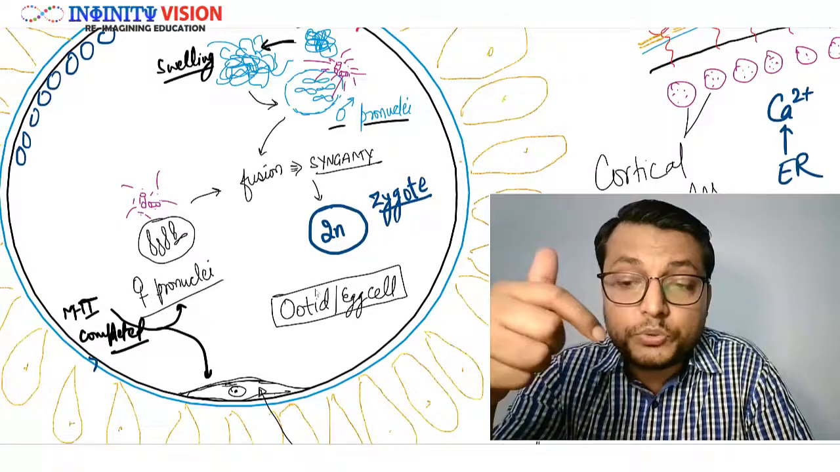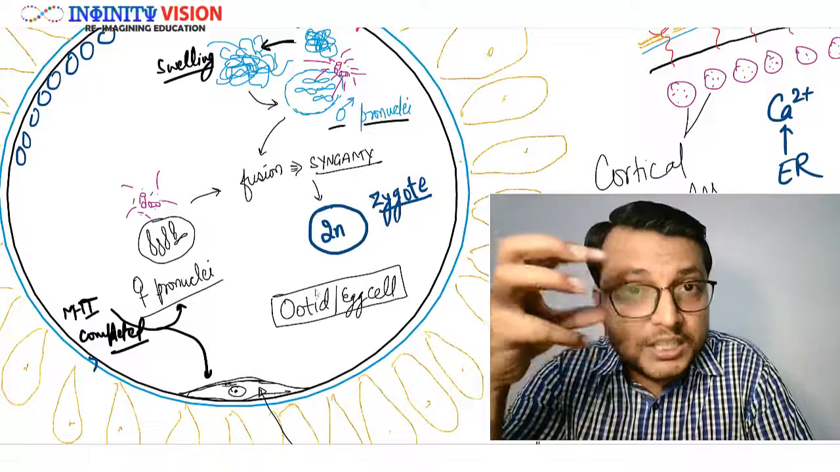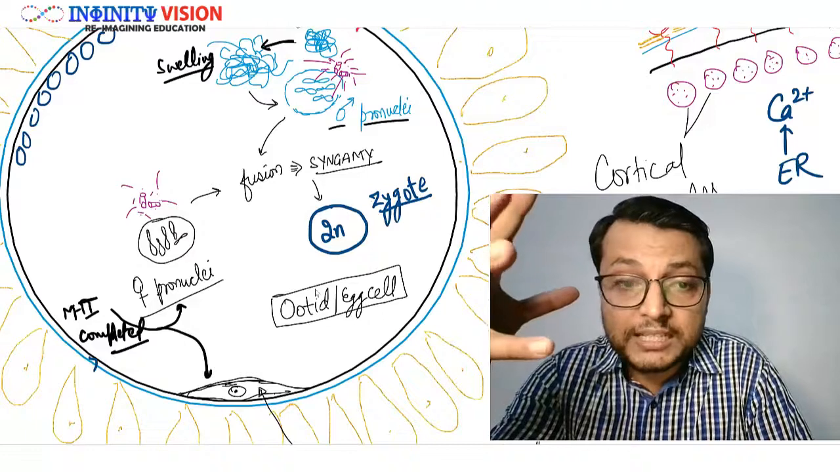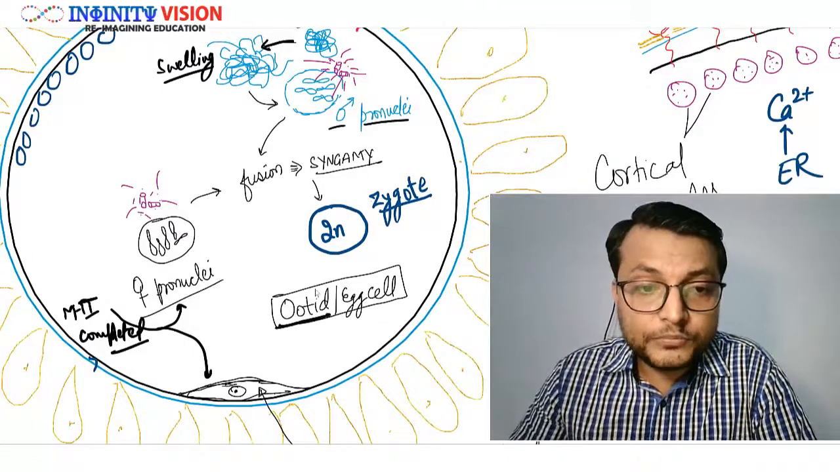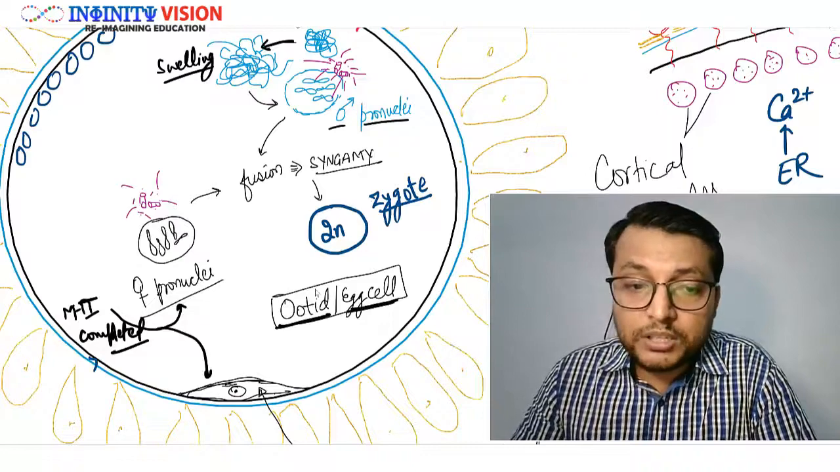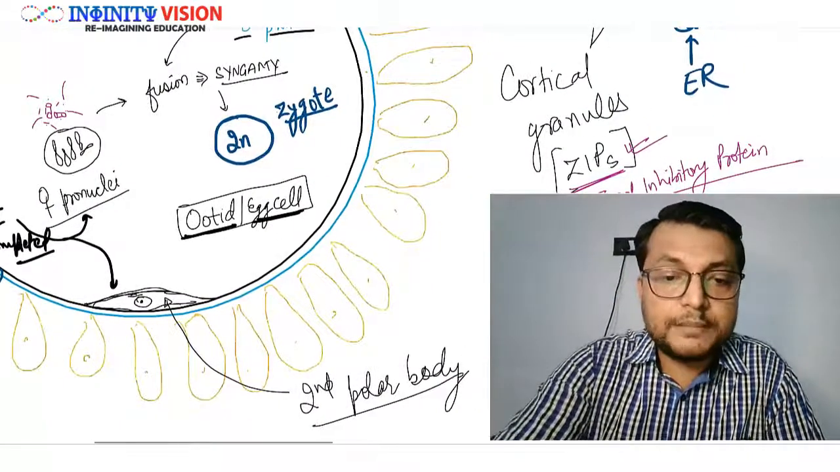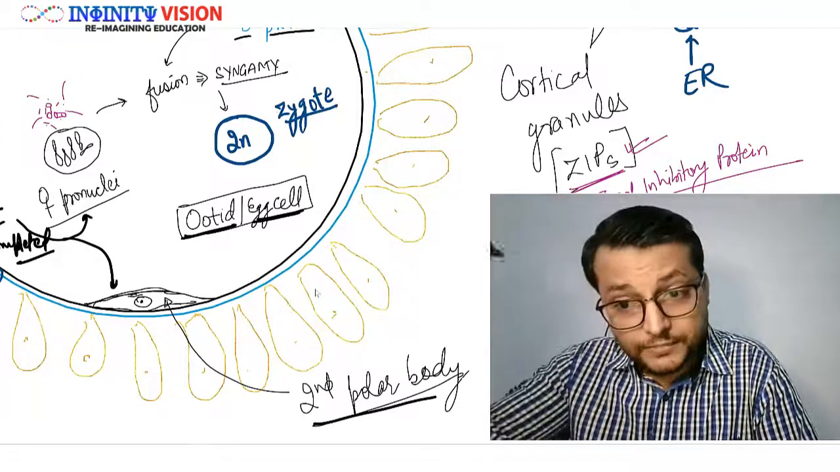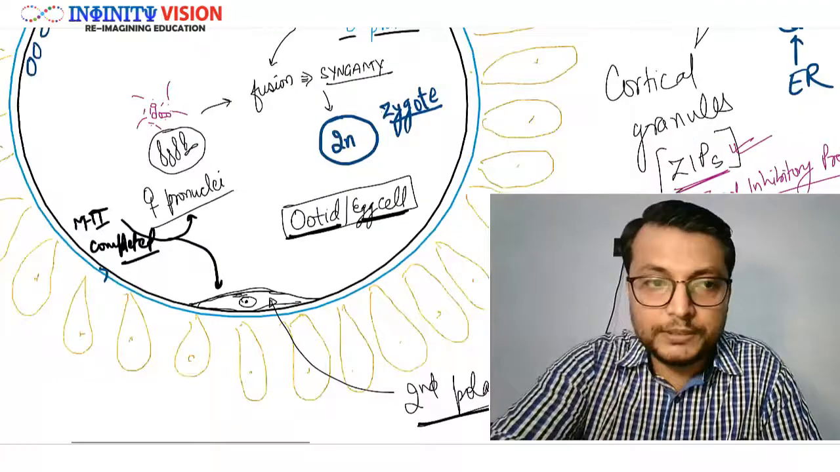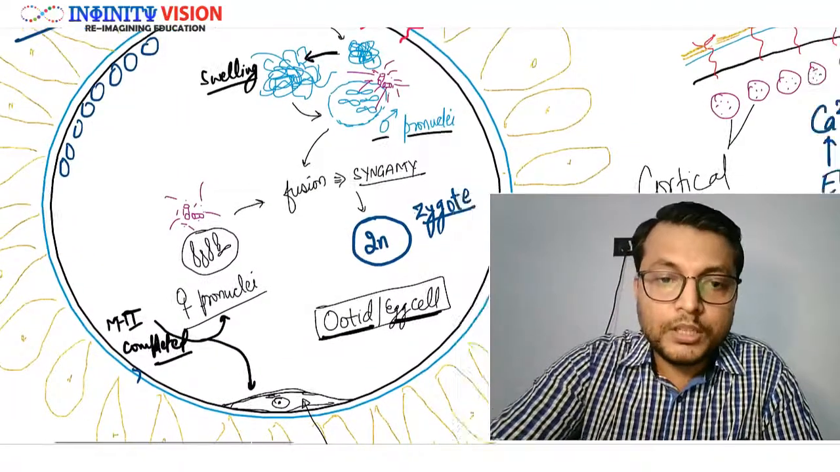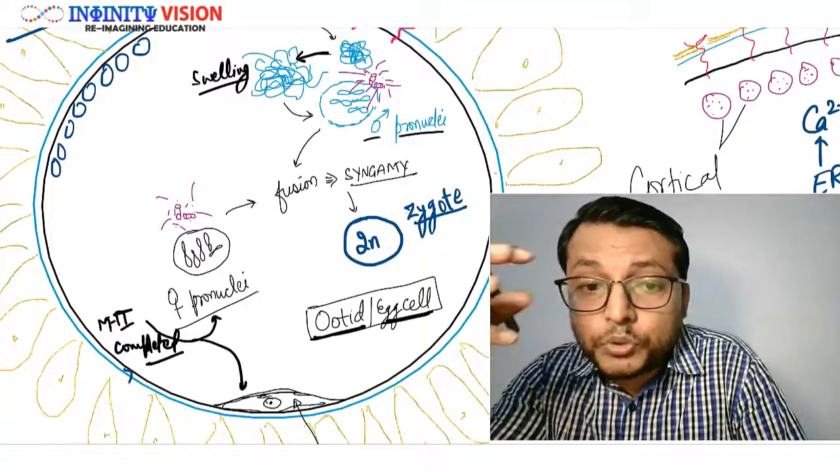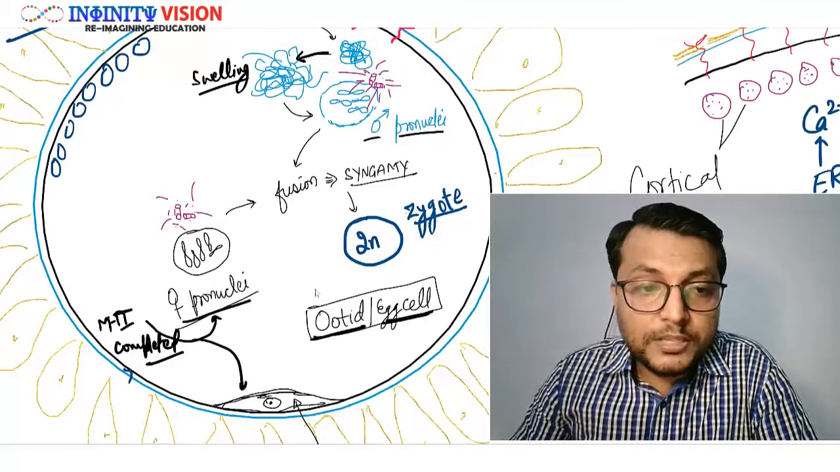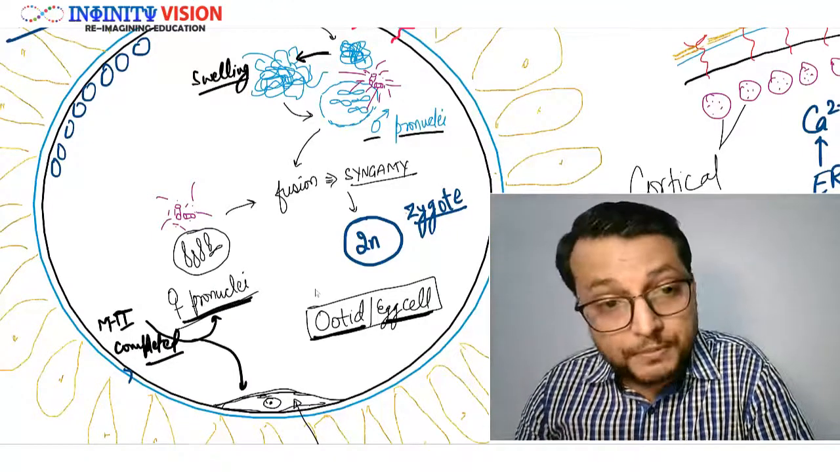Now because meiosis 2 is completed, and meiosis 2 again is an unequal division here, as a result 2 cells will be formed. One larger cell which is called ootid or egg cell, and another smaller cell here which is called the second polar body. The first polar body was formed earlier. This is the second polar body. Now if you look at the nucleus of this newly formed egg cell or ootid, this nucleus is called female pronuclei.